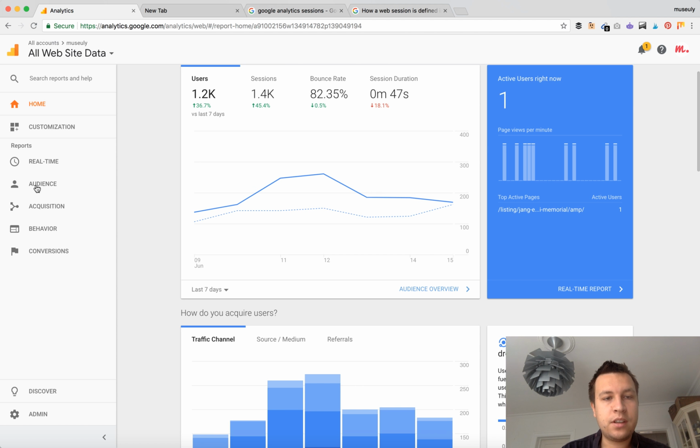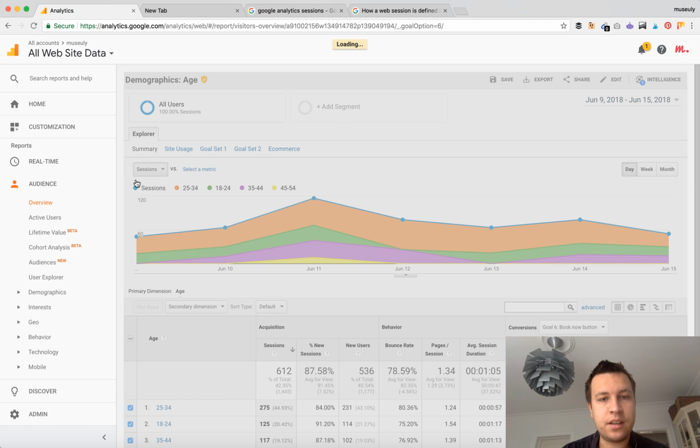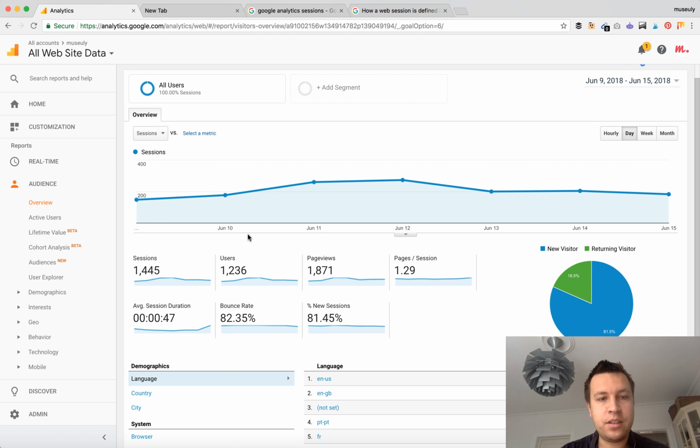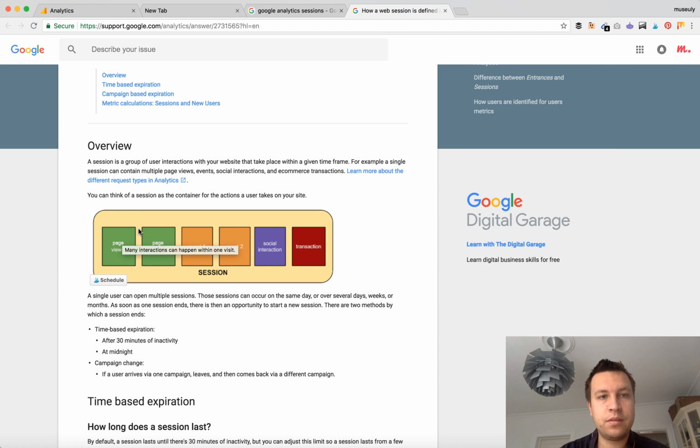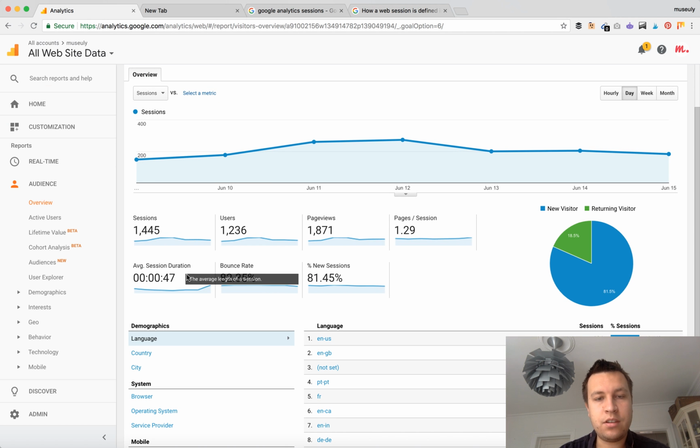But previously, some time ago, there was another metric, which was basically page views. So here we can see other metrics. If you go to audience overview, we can see sessions, users, and page views. Page views will also be higher than users and sessions, because these are just the number of pages which the user viewed on your website. Also, of course, you can see average session duration, your bounce rate, and percentage of new sessions.